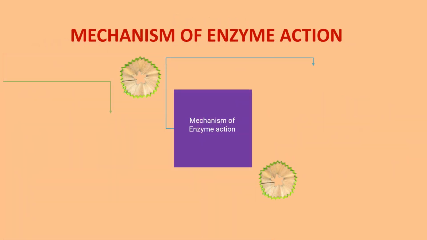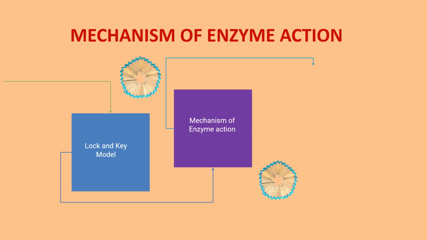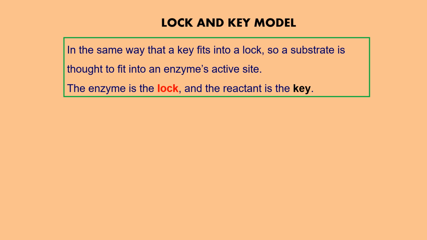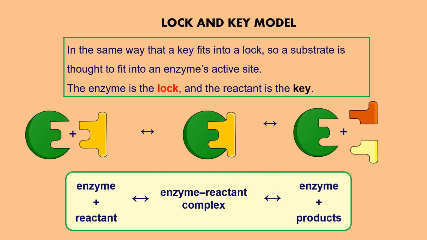The mechanism of enzyme action has two different kinds of methods. One is called a lock and key model. The other is an induced fit model. In the lock and key model, in the same way that a key fits into a lock, a substrate is thought to fit into an enzyme's active site. The enzyme is considered as the lock and the reactant is the key. So you have the enzyme plus reactant forming the enzyme reactant complex and releasing the enzyme plus the different kinds of products.